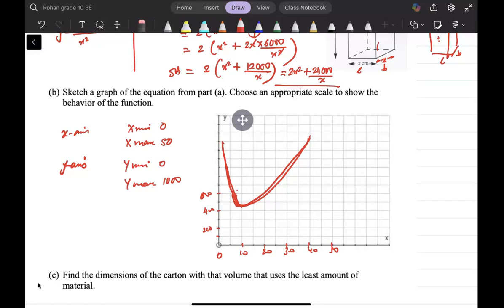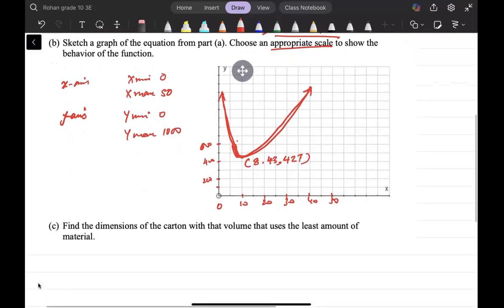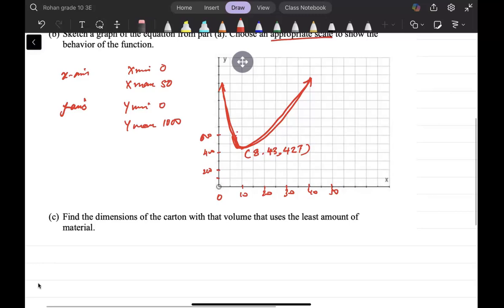What you said, 8.43, 427. So the appropriate scale is what I taught you, how to do that appropriate scale. And this goes till infinity. Arrows mean infinity, and then it goes on and on. But we want the minimum.